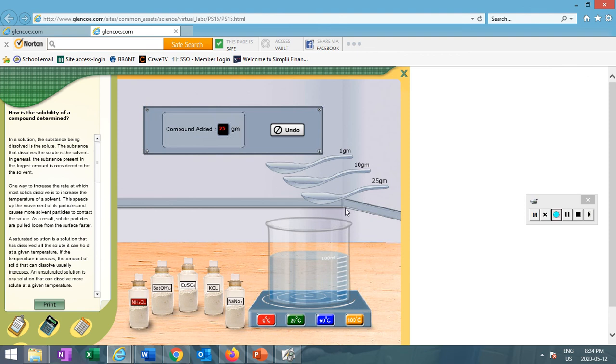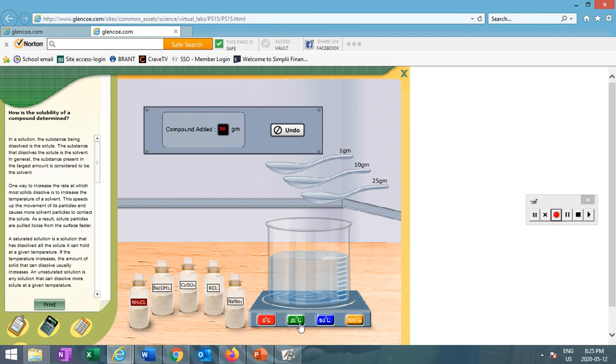Okay, that gives too much, so you click undo. Saturated solutions do not show precipitates. That is over the saturation point. So then you just have to keep adding smaller and smaller increments. Okay, so undo that. So NH4Cl at 0 degrees Celsius is 30 grams.